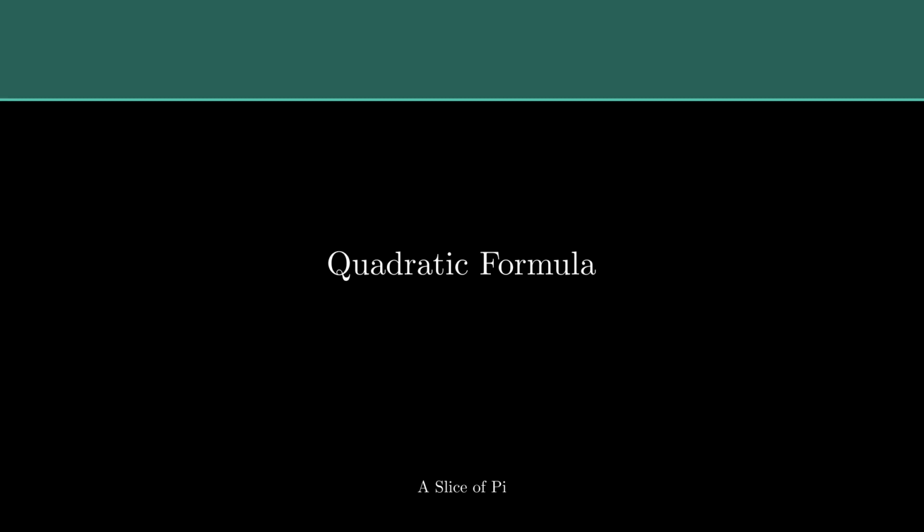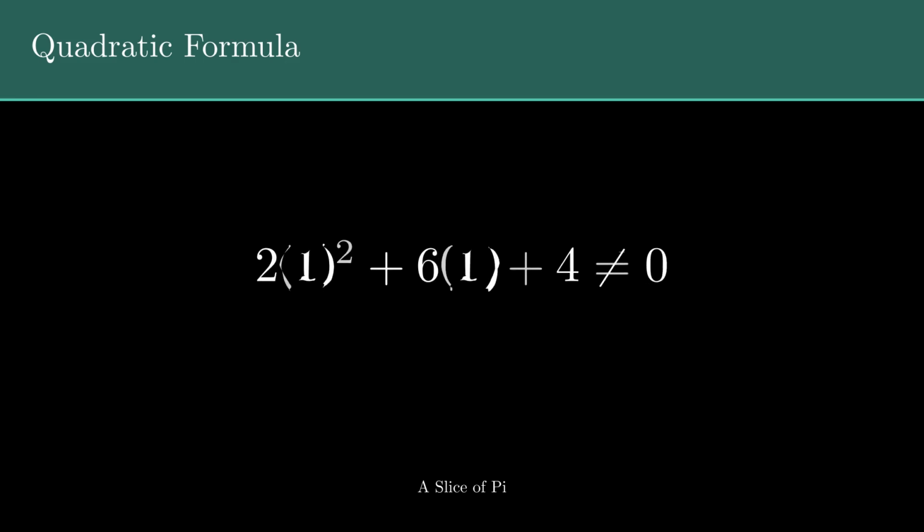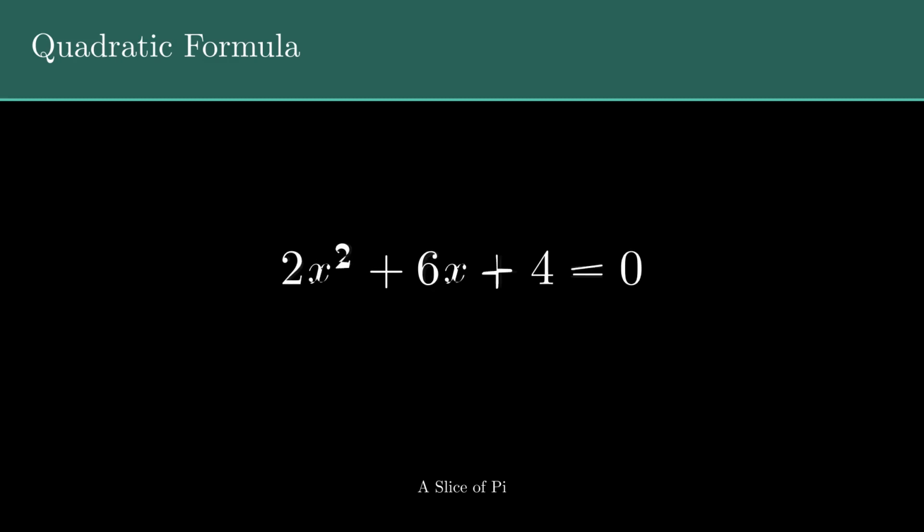Today, let's learn the quadratic formula. Let's suppose you were given this quadratic equation to solve. To solve an equation simply means to find all values of x that will make the equation a true statement. By replacing x with the values 1, 4, and 9, we can see that it results in an inequality. Hence, 1, 4, and 9 are not solutions to this quadratic equation.